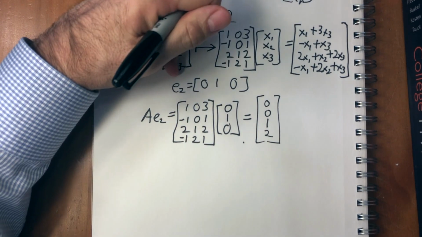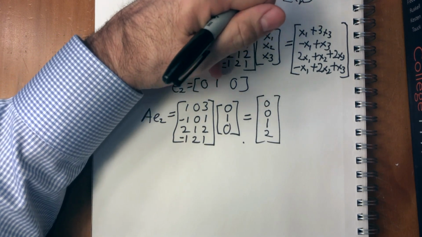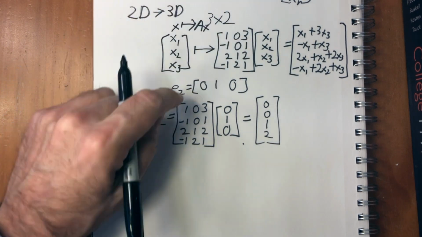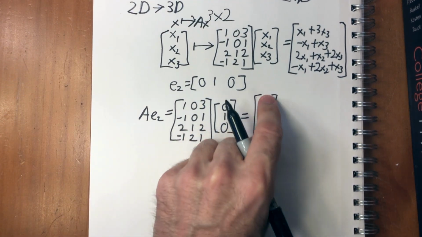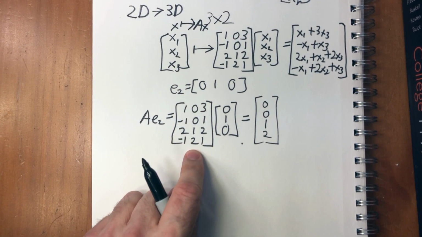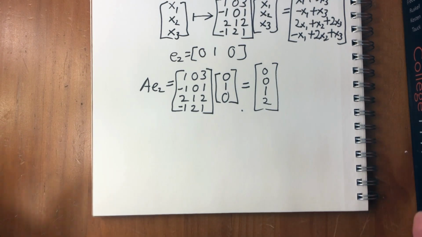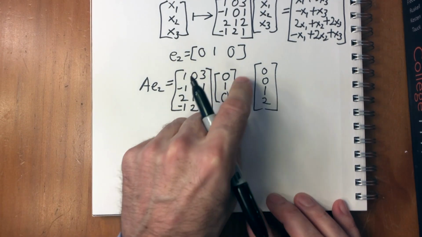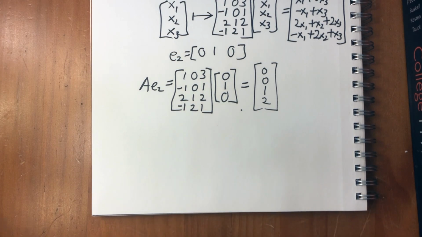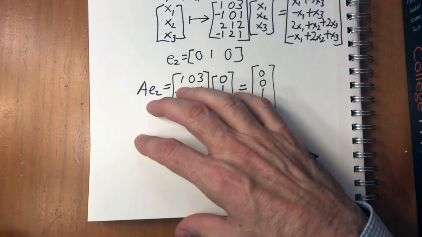So we took E2, which is just a 1 in the second column of E2, and we translated that into the second column of A. Interesting. And then in addition, it took a 3-dimensional vector and translated it into a 4-dimensional vector. So let's change pages again.